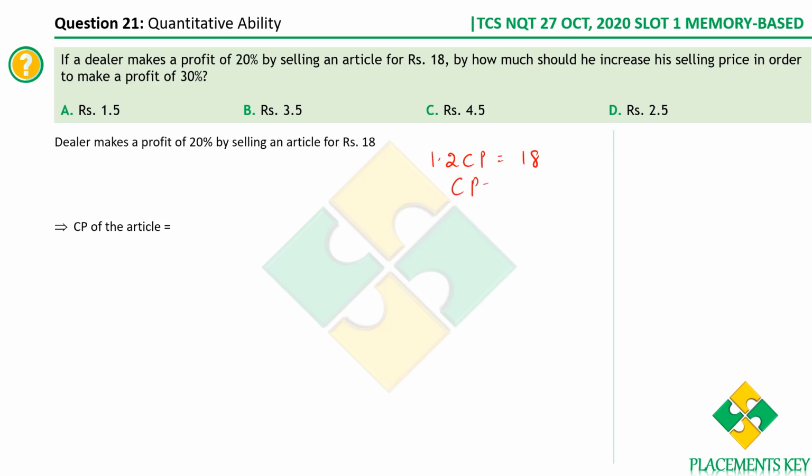So we get the cost price value as how much? 18 by 1.2, which is how much? You get it as rupees 15. Is it 15? 12 ones 12, and you get 6, 12 5 60. Yeah, so we have got the cost price of the article as rupees 15.